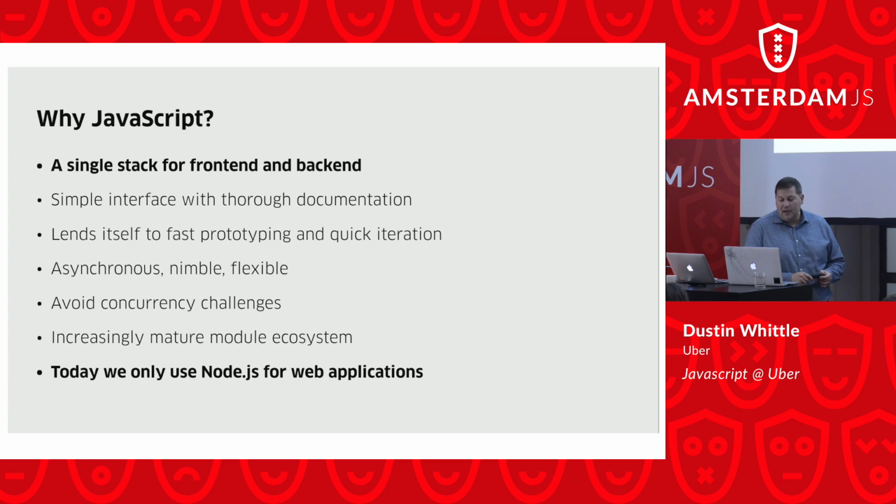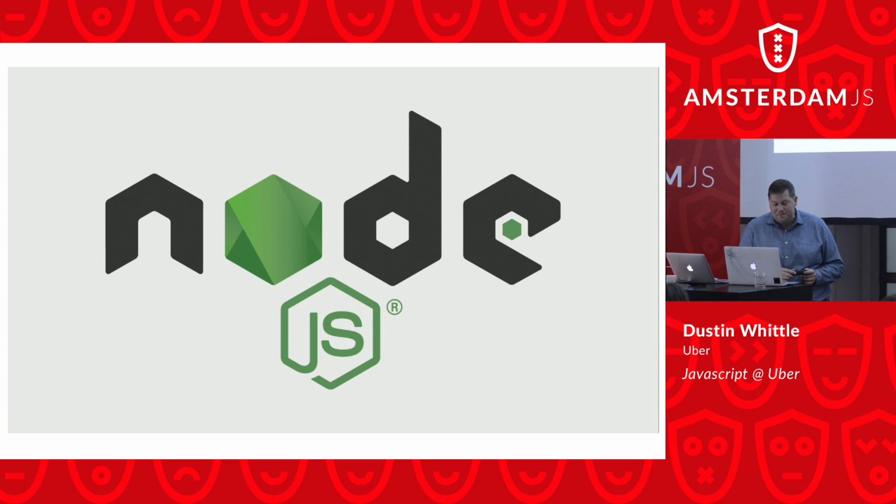Early on, it allowed us to avoid concurrency challenges. It's a single-threaded event loop, so it made it asynchronous, nimble, and very flexible. But early on, a large part of this was simply that a couple of people worked on a team called Dispatch, and they wanted to rewrite something that was originally written in PHP and MySQL, and at the time, Node.js was all the rage. Today we only use Node.js for our web applications, but we still use a lot of JavaScript in the back end. We'll talk a little bit about how we got there.